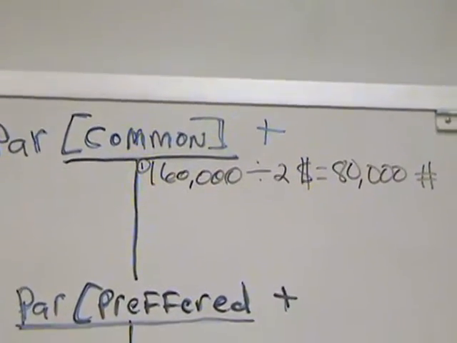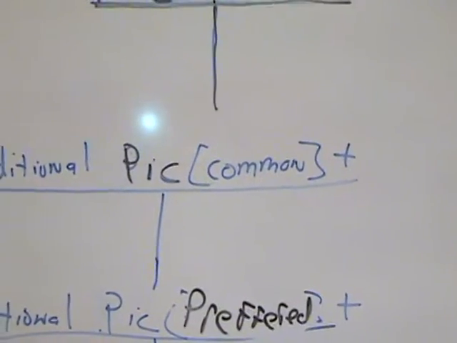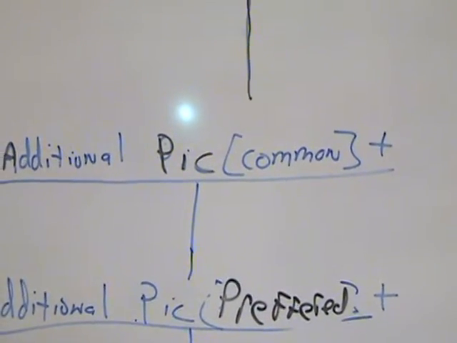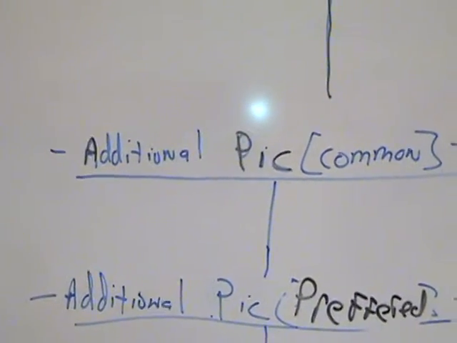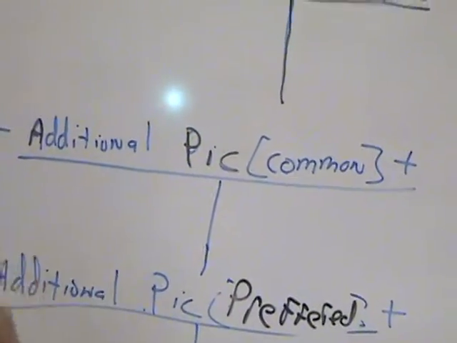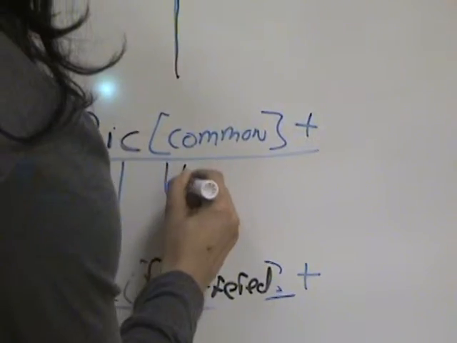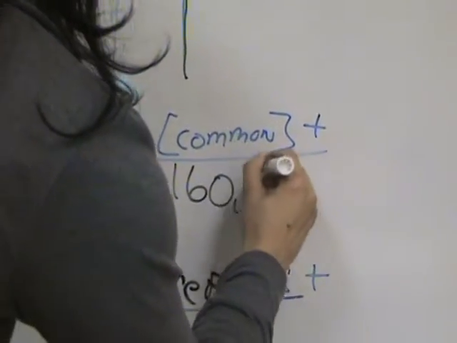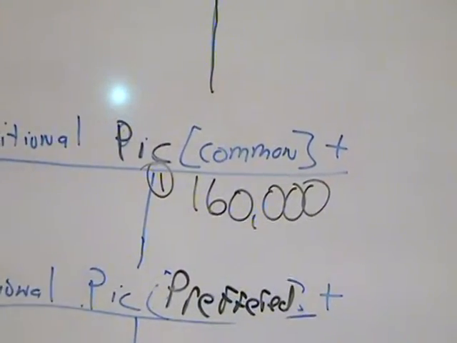Try to write bigger next time if you could. And then she's going to go down to paid in capital common and post in 160,000 down there. Additional paid in capital common, the third T account, on the right side, 160,000. And put a little 1 to the right of it. Try to leave a little space. Okay.